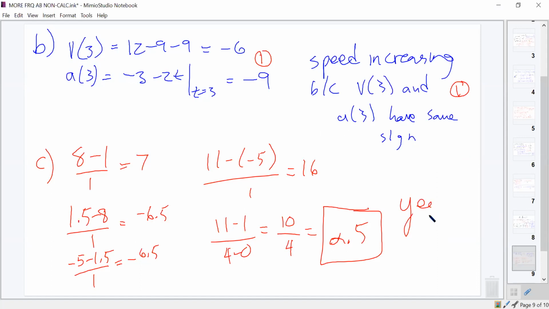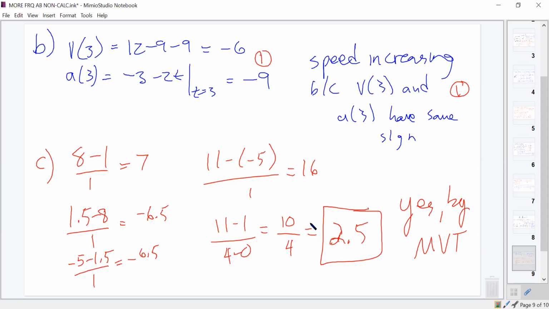2.5. So yes, by the MVT, there must be. Yes, by the MVT, because the function is continuous, the function is differentiable, and the average rate of change between 0 and 4 was 2.5. Now, if the average rate of change between 0 and 4 hadn't been 2.5, probably should have checked 0 to 4 first, the entire thing.